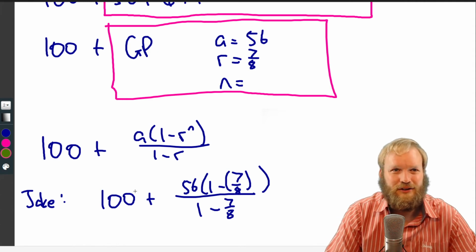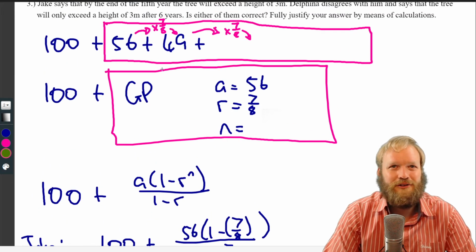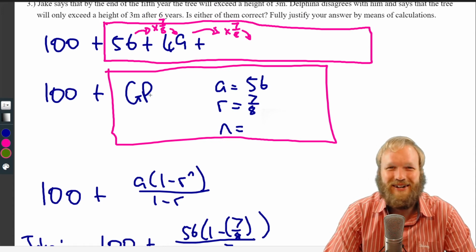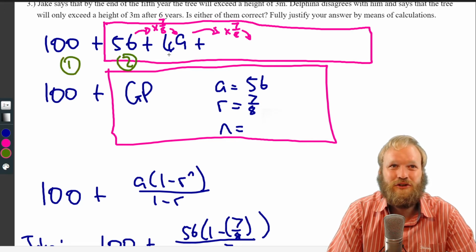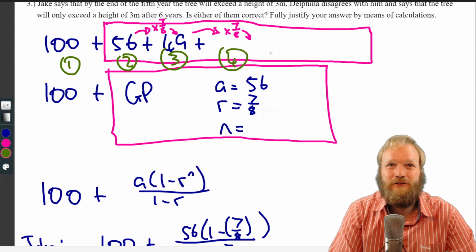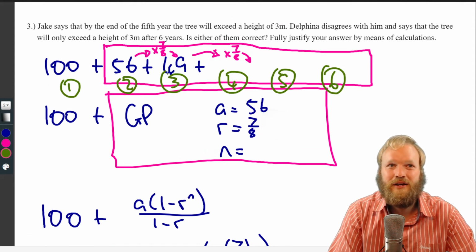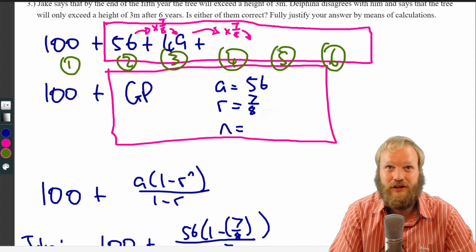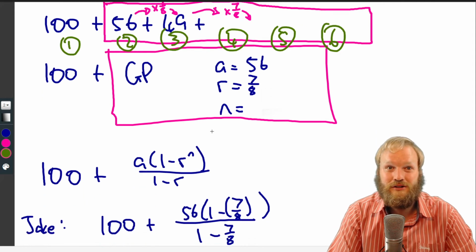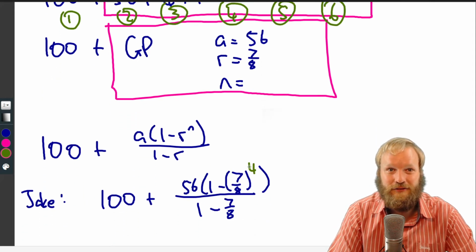Maybe you put it down. I always say that, right? And I'm like, I really want to see what you thought. Now, the end of the 1st year was 100 meters. Then this was the end of the 3rd year. So if we're getting to the end of the 5th year, it's only 4 terms of our geometric progression. Look, 1, 2, 3, 4. So n in this case is 4.